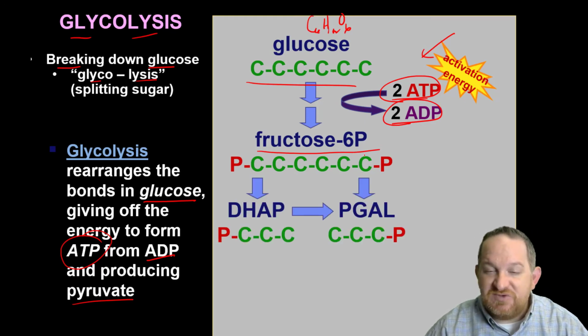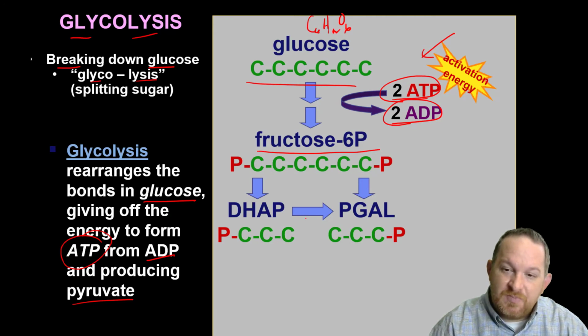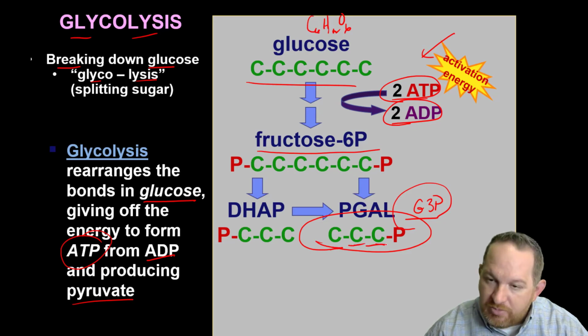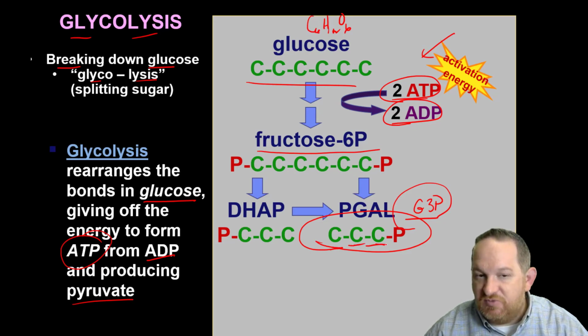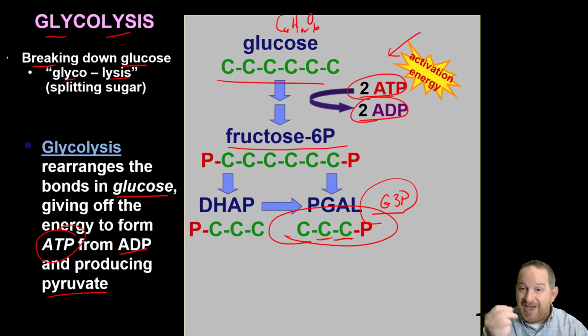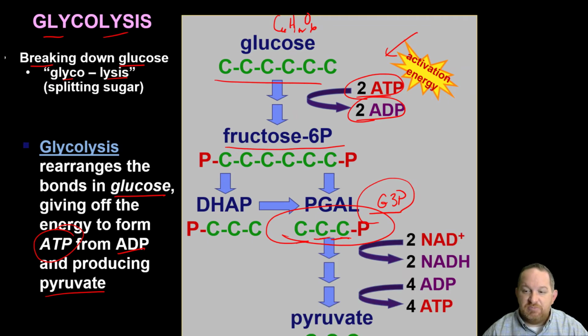That fructose 6-phosphate, through several steps, will eventually give us PGAL, or something we call G3P. That's an important 3-carbon sugar that's going to be responsible for doing several important things later. And then we'll see when we do photosynthesis, this is when we're building back sugar, the intermediary step as well.